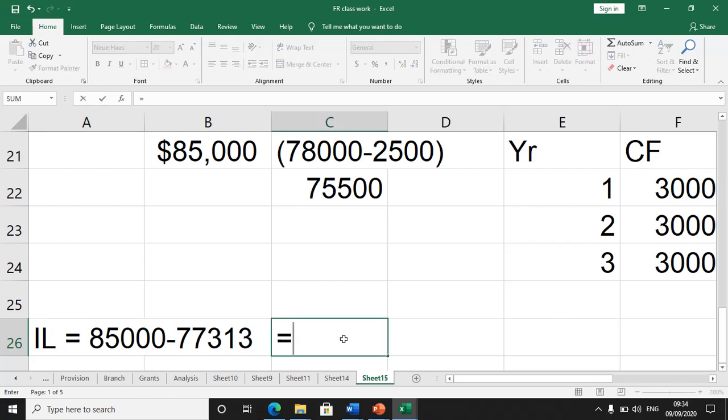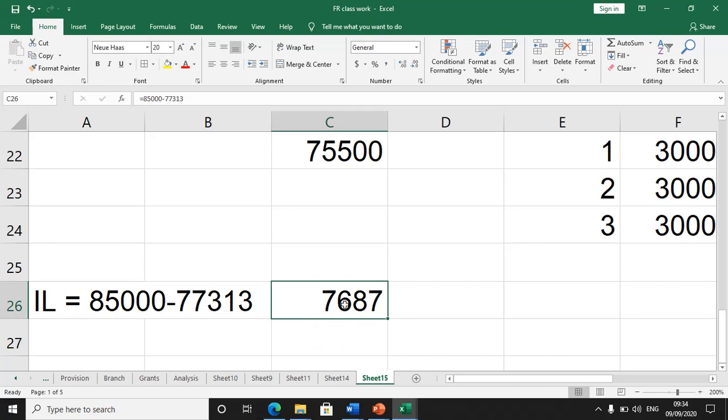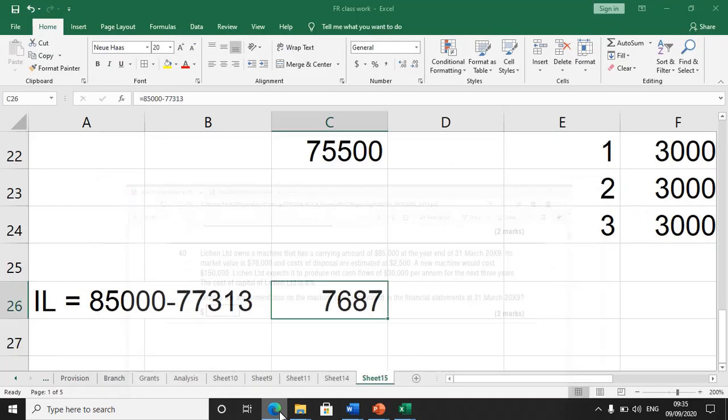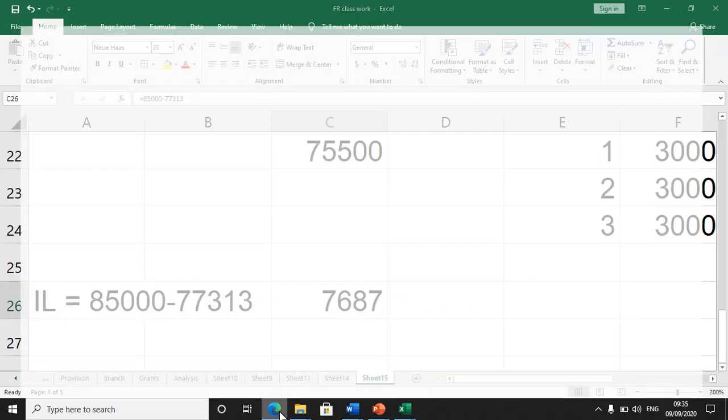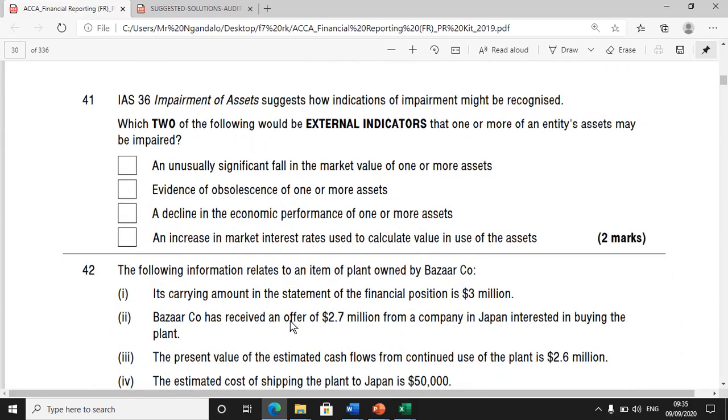So let us check that one. How much is that if we use the power of Excel? Alright, that's what we have there. Okay, so if I check my work, I would want to put that figure there, let's check again, 7687. Right, thank you very much for that. Let's go to other questions.